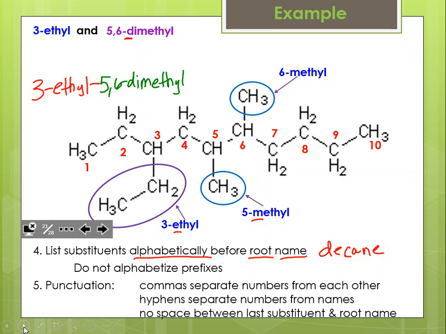No spaces. So here follow the commas to separate numbers. Hyphens to separate the numbers from the words or the names or the letters. No space between the last substituent and the root name. So then I just add on the decane on the end here. So this IUPAC name is 3-ethyl-5,6-dimethyldecane. I know, isn't this fun?